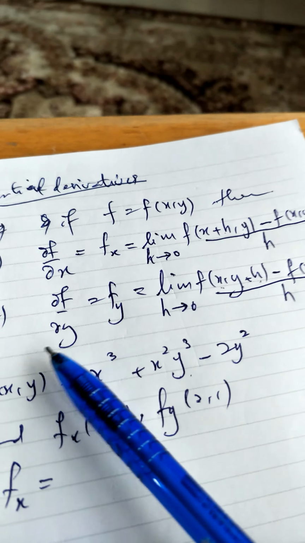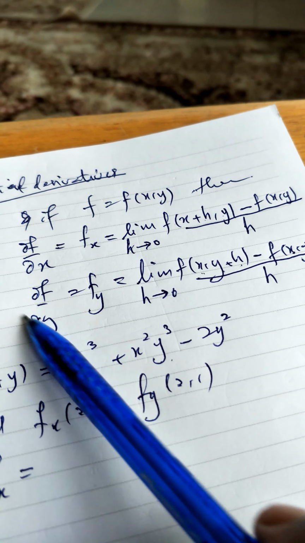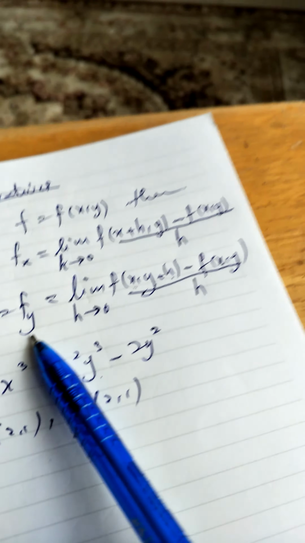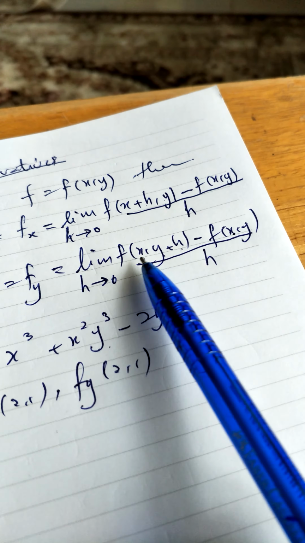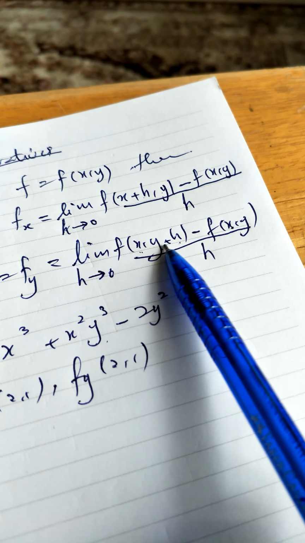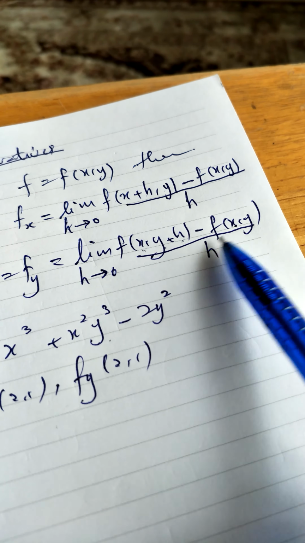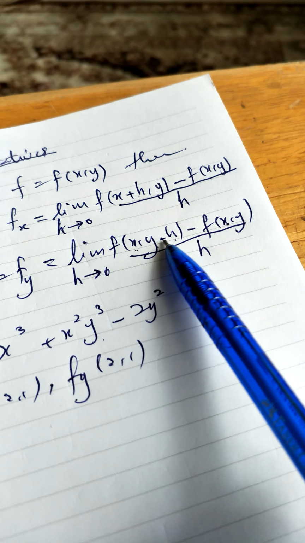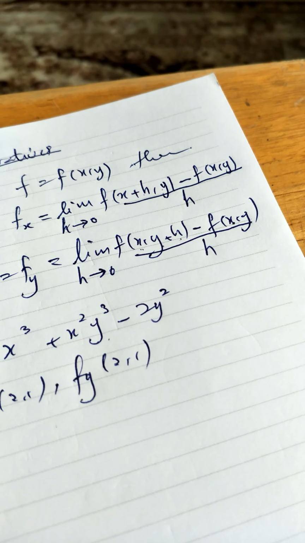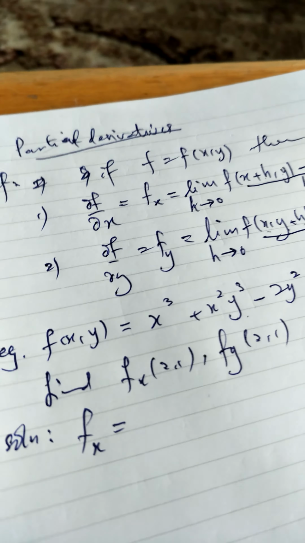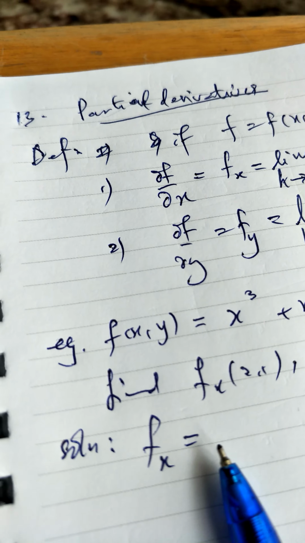Similarly, if we differentiate with respect to y, del f del y or f sub y, we take the limit as h tends to 0 of f(x, y plus h) minus f(x, y) over h. Now in this case, x is fixed, y is moving from y plus h to y. So look at the definition.